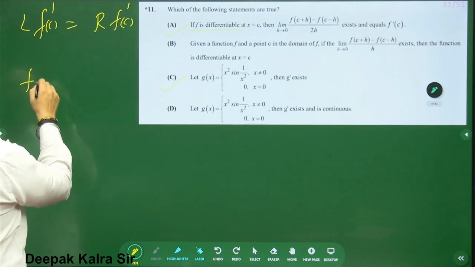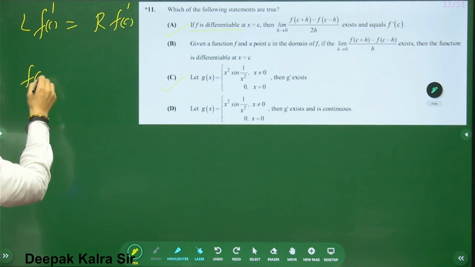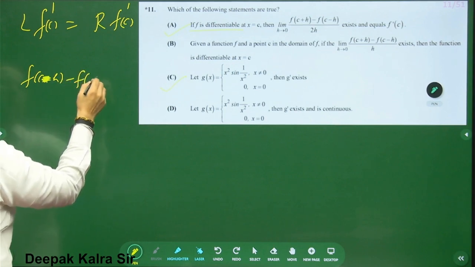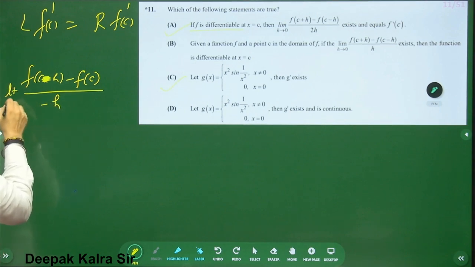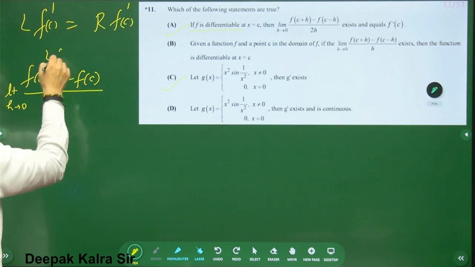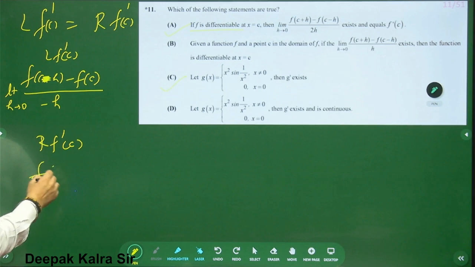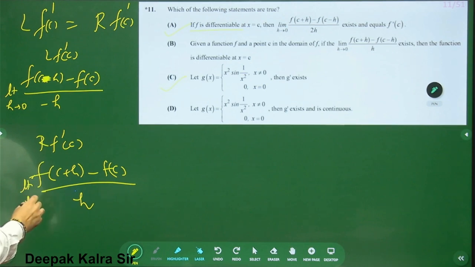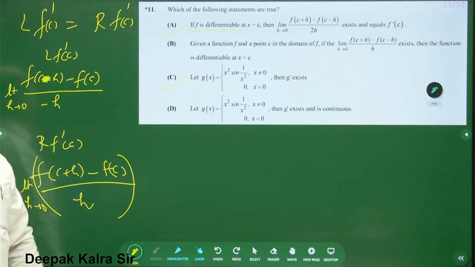So my LHD is limit h approaches 0 of (f(c) minus f(c minus h)) over h, which is my L of f dash c. Right, R of f dash c is limit h approaches 0 of (f(c plus h) minus f(c)) over h. And they should be equal because this is given as differentiable.